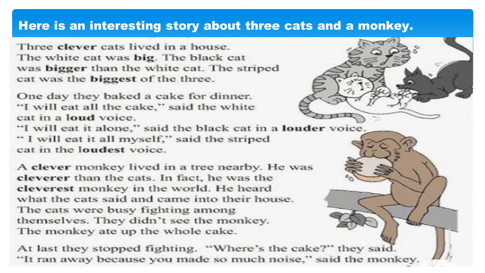A clever monkey lived in a tree nearby. He was cleverer than the cats. In fact, he was the cleverest monkey in the world. He heard what the cats said and came into their house. The cats were busy fighting among themselves. They didn't see the monkey. The monkey ate up the whole cake. At last they stopped fighting. "Where's the cake?" they said. "It ran away because you made so much noise," said the monkey.